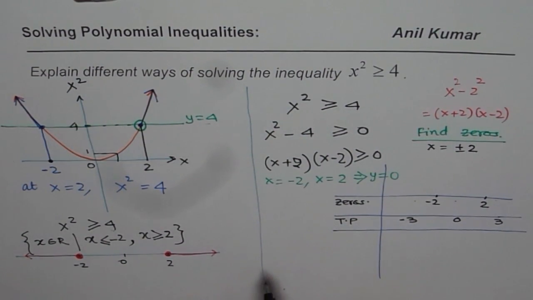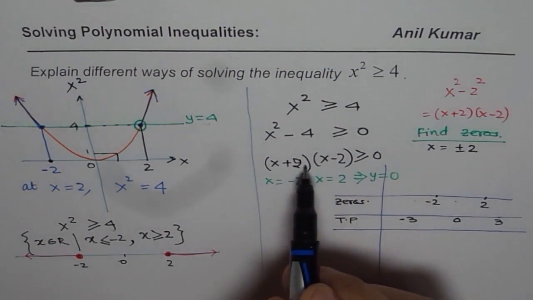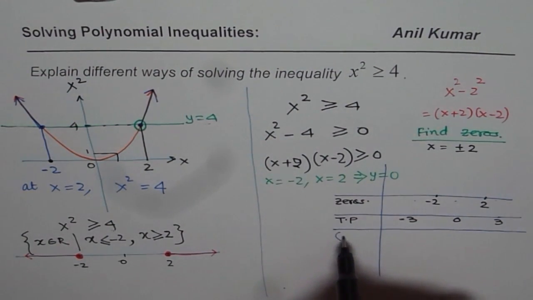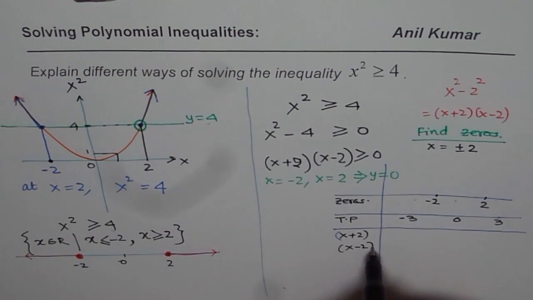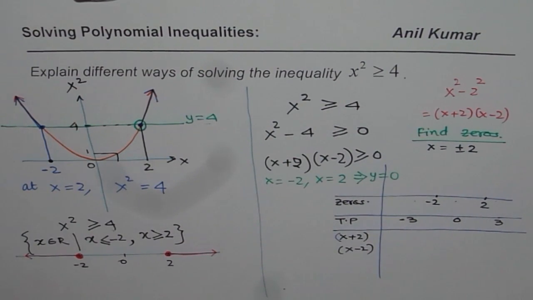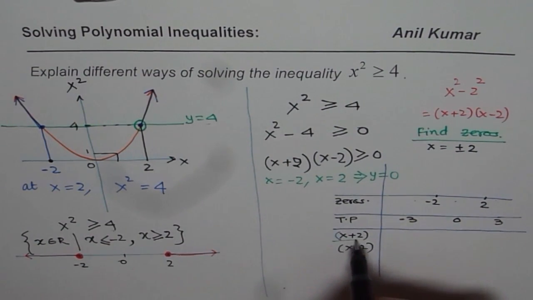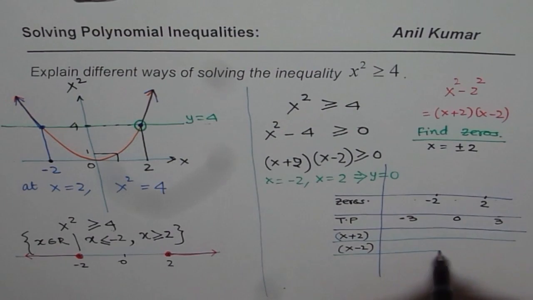What we need to test really is these factors: are they positive or negative? So let me write down these factors here. The first one we are writing as x plus 2. The next one we are writing as x minus 2. Now these two factors we will test for all the points.